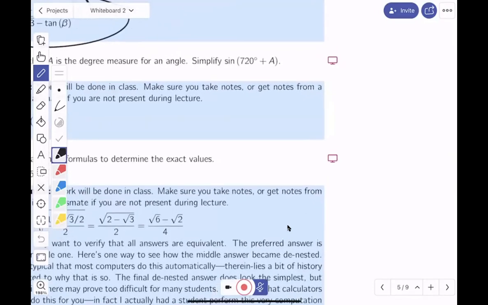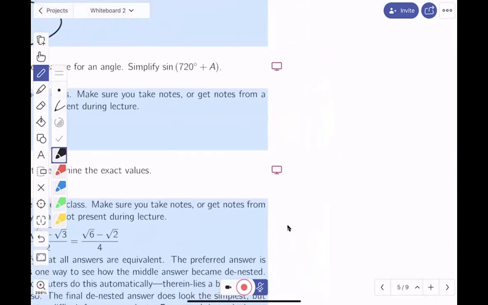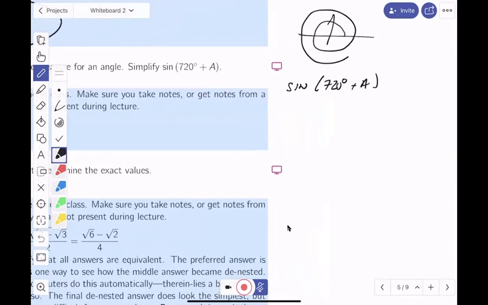Now, again, someone says, I've got a fast way of doing this. We're not saying you can't do it quickly, but I'm going to write this down for you. So sine of 720 degrees plus A. Now, what do I mean by a fast way of doing this? What I've noticed is that 720 degrees is just simply twice around. So this should be the same thing as the sine of A. Let's go through it though.